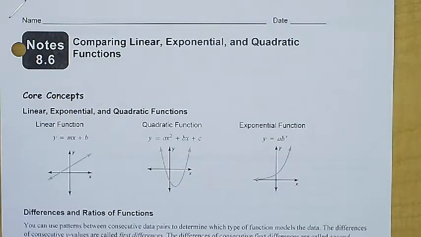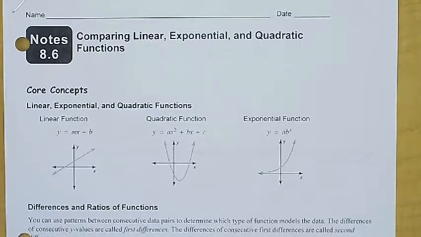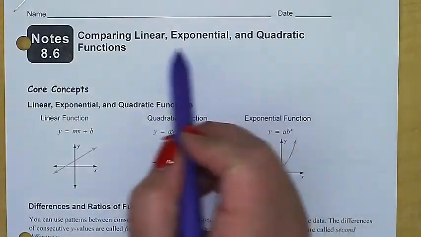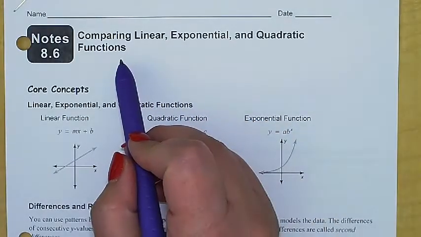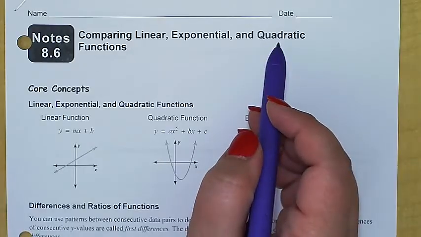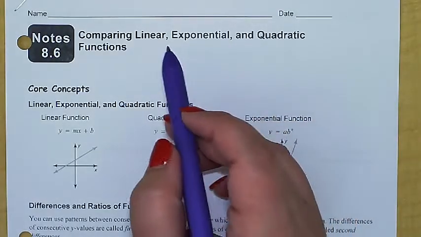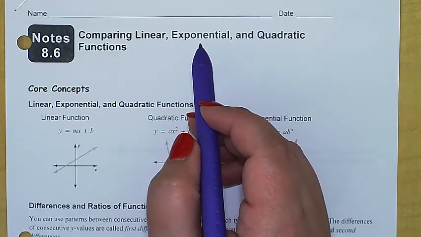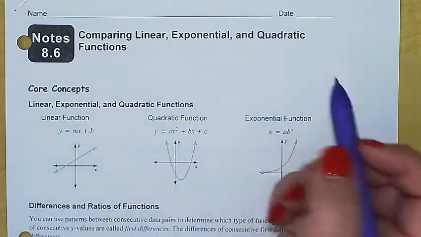Lesson 8.6 is the last lesson in Unit 8, and what we're going to do here is really not anything new. We are going to instead compare the three big function families that we've studied this whole year. So now that we know the primary and most important characteristics about quadratics, we're going to compare them to the linears that we did in the fall and the exponential functions that we did late fall as well.